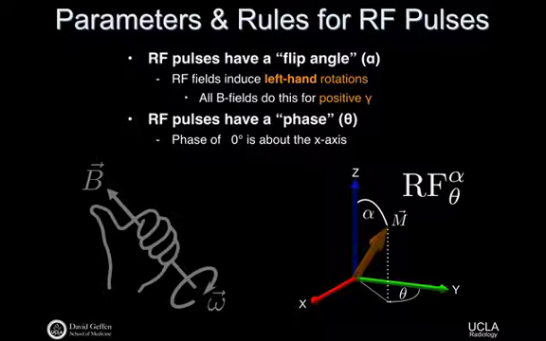But as I said before, the flip angle is how far you tip away from the z-axis, and the phase is which direction you tip, right? You could conceivably tip down in lots of different ways to get into the transverse plane. So we talk about the flip angle and the phase. And in this class, when we write down some operator for the RF pulse, we'll write it as RF subscript theta superscript alpha, and the theta will tell us about the phase of the RF pulse, and the alpha will tell us about the flip angle or the amplitude.